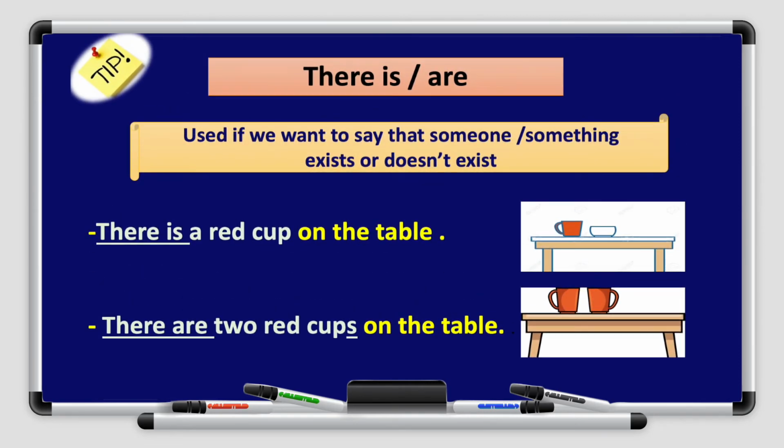Now let's move to another part from Unit 5. There is and there are. We use there is or there are if we want to say that someone or something exists or doesn't exist. Look at the two pictures with me. In the first picture, there is a red mug on the table. In the second one, there are two red cups on the table.